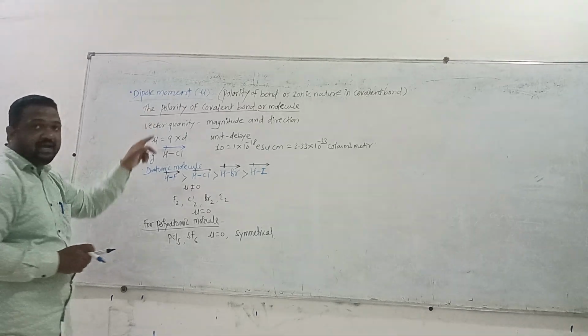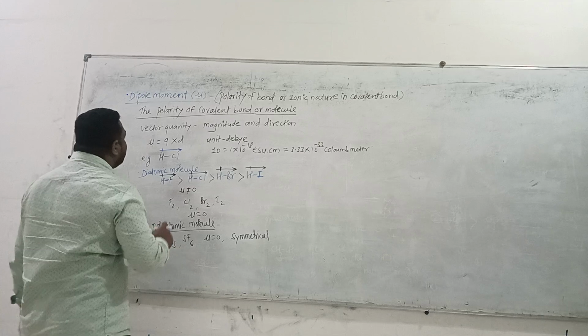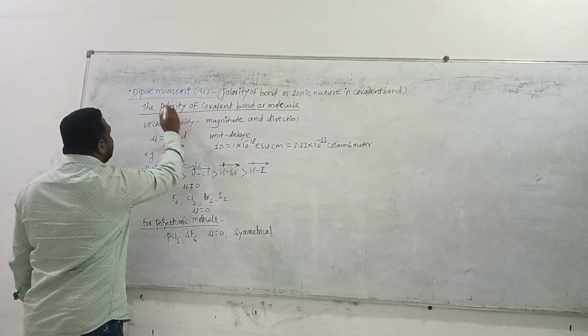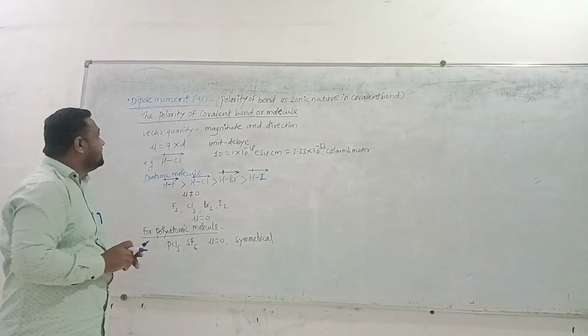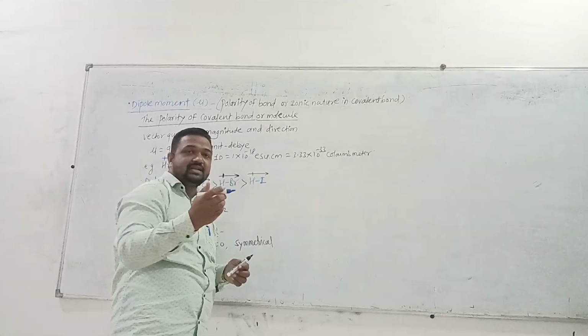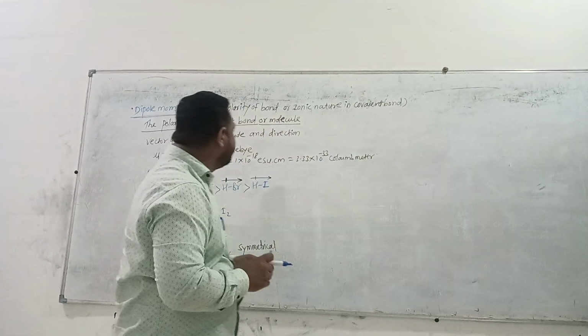These are expressed by which concept? The dipole moment. A polar or non-polar bond present in a molecule is expressed by the dipole moment. In polar bonds, the partial positive and negative charges are separated. In non-polar bonds, the partial positive and negative charges are not separated.